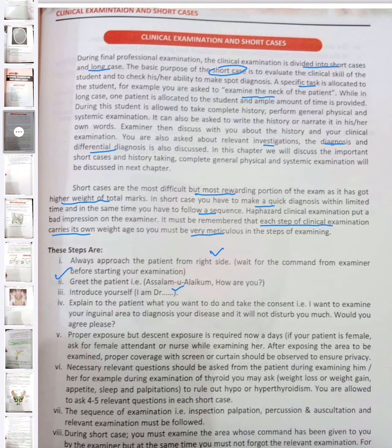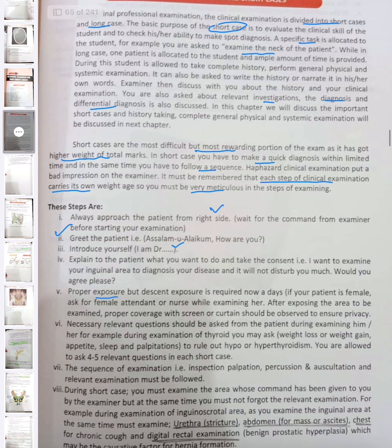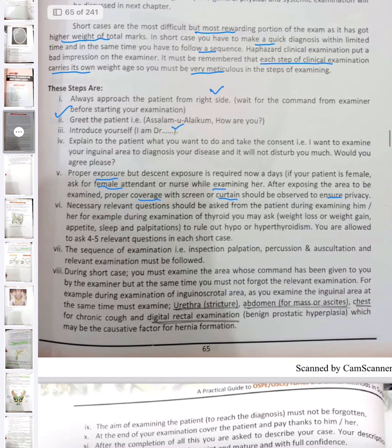Would you agree, please? Proper exposure but decent exposure is required nowadays. If your patient is female, ask for female attendant or nurse while examining her. After exposing the area to be examined, proper coverage with screen or curtain should be observed to ensure privacy. Necessary relevant questions should be asked from the patient during examination. For example, during examination of thyroid, you may ask weight loss or weight gain, appetite, sleep, and palpitations to rule out hypo or hyperthyroidism. You are allowed to ask 4 to 5 relevant questions in each short case.